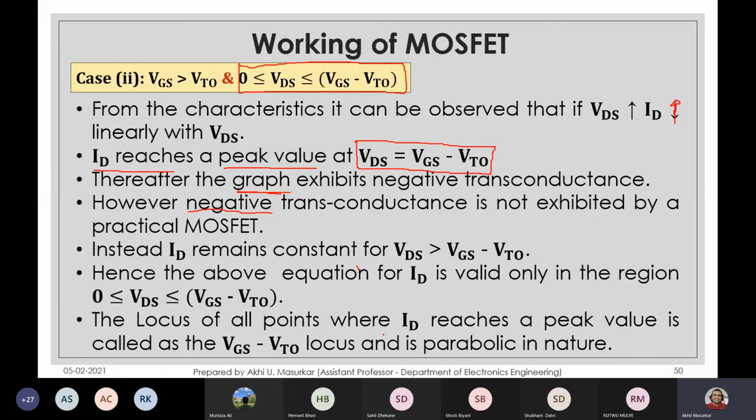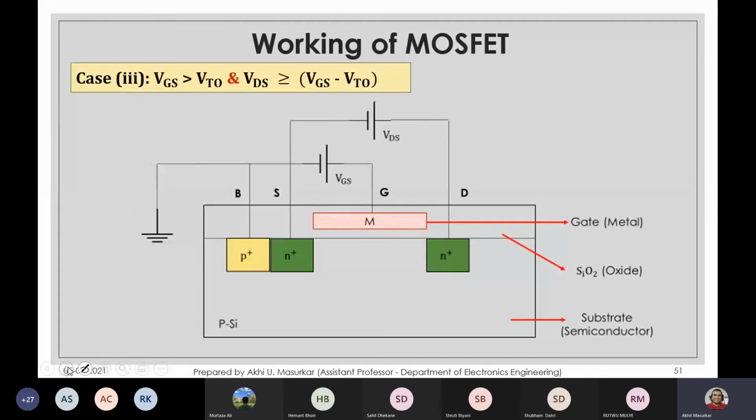The locus of all points where ID reaches a peak value is called the VGS minus VTO locus, and it is parabolic in nature. So this was the explanation for the linear region of operation. Now in case 3, VDS was less than VGS minus VTO. Now what if VDS is greater than VGS minus VTO?